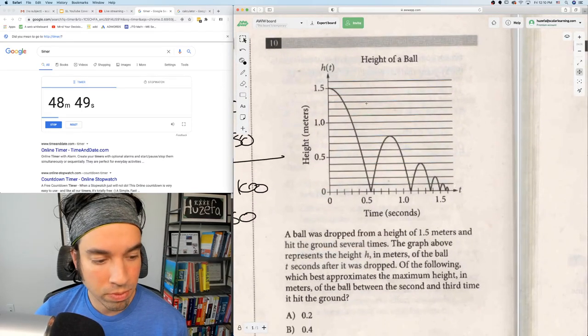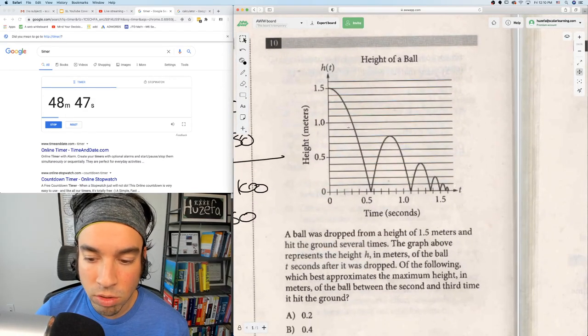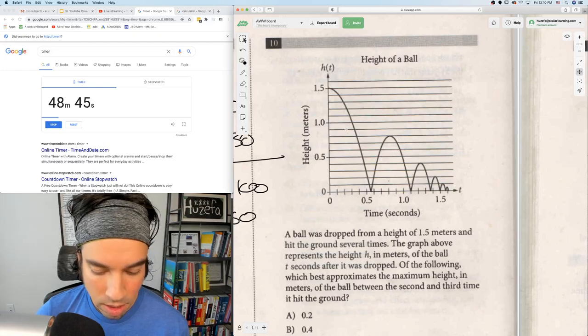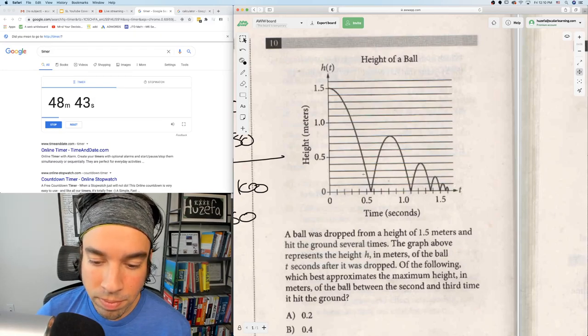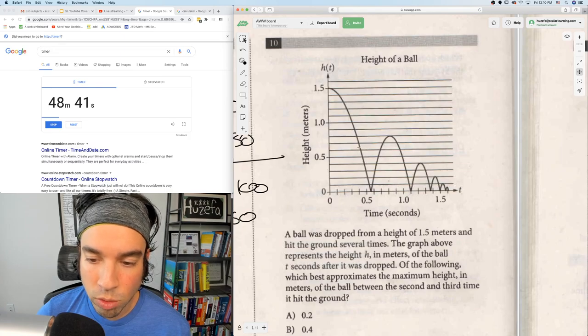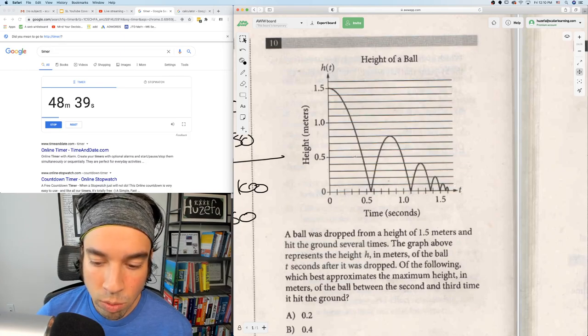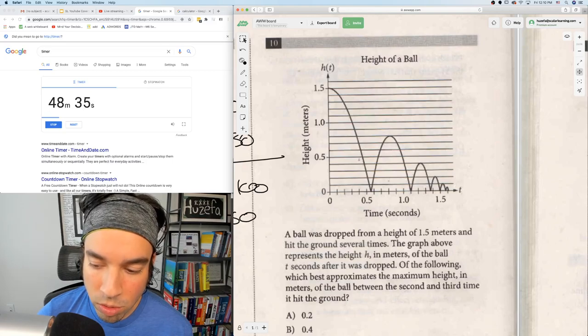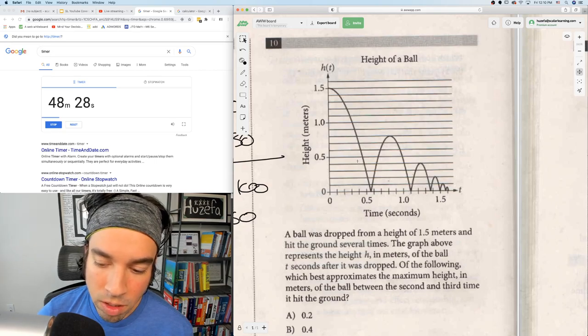Number 10. A ball was dropped from a height of 1.5 meters and hit the ground several times. The graph above represents the height in meters of the ball t seconds after it was dropped. Of the following, which best approximates the maximum height in meters of the ball between the second and third time it hit the ground?